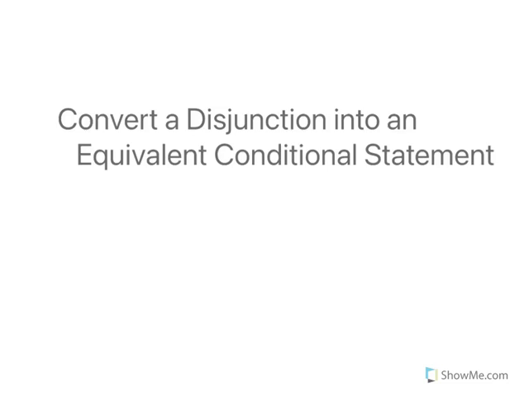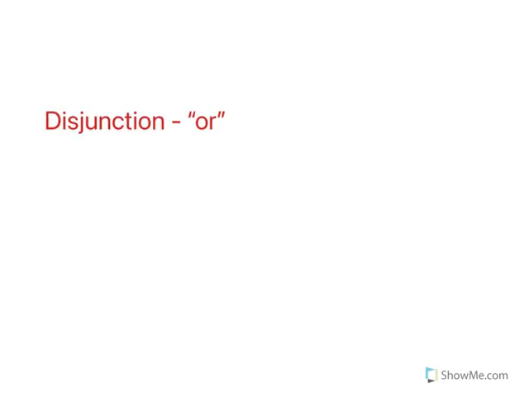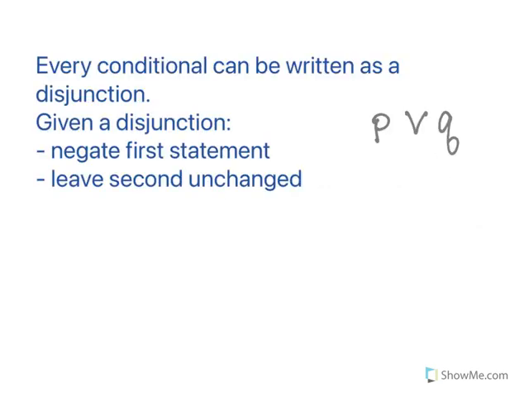Let's convert a disjunction into an equivalent conditional statement. First, a reminder that a disjunction is an or statement, so often we write it as P or Q in terms of symbols. The symbol for disjunction, or, is a V. Every conditional can be written as a disjunction, so we can kind of go back and forth.